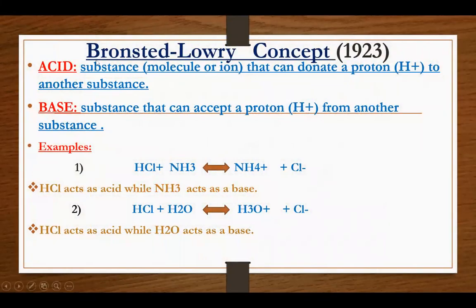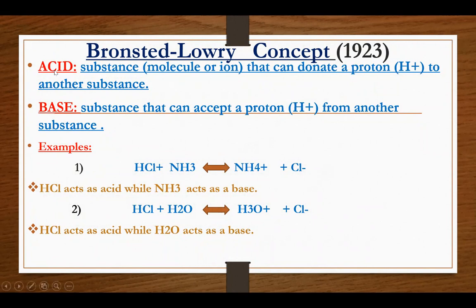Today the topic which we are going to discuss is Bronsted-Lowry concept of acids and bases. Actually, first of all, you should know some background. Bronsted was a Danish chemist while Lowry was an English chemist. They individually presented concepts of acids as well as bases. This theory is now called Bronsted-Lowry concept. Their concept was based upon the transfer of proton.